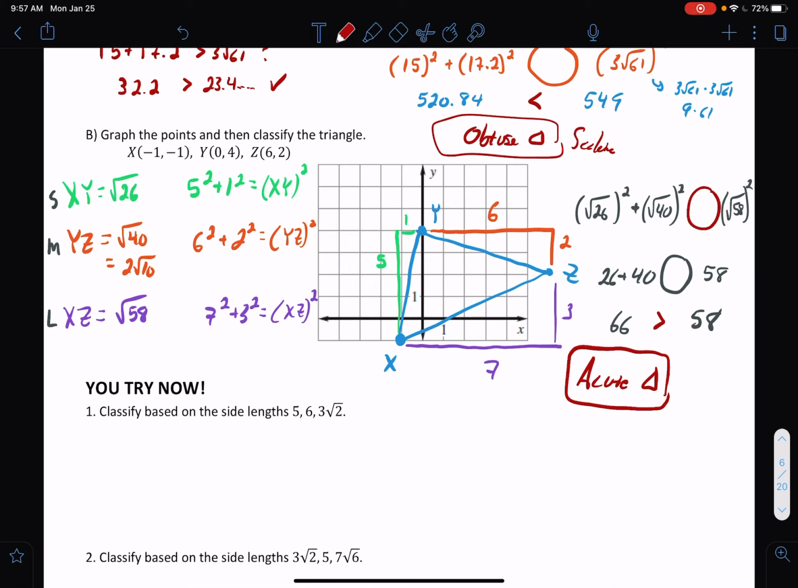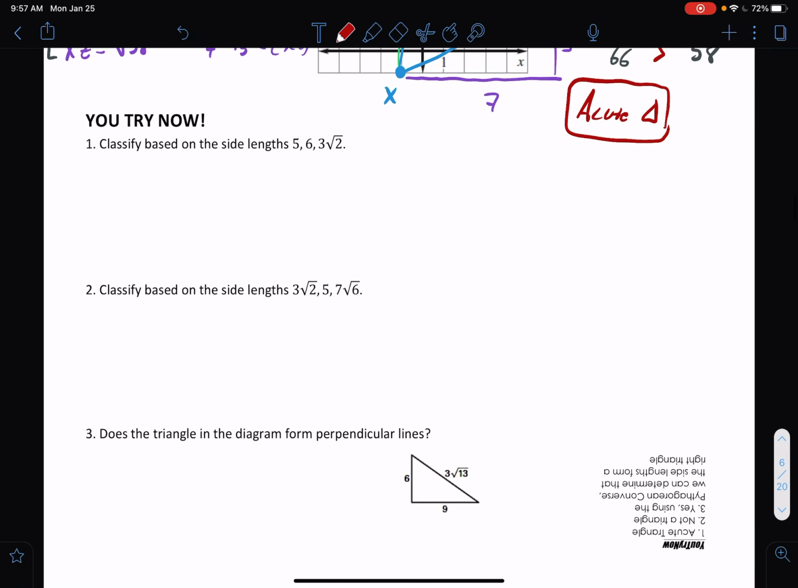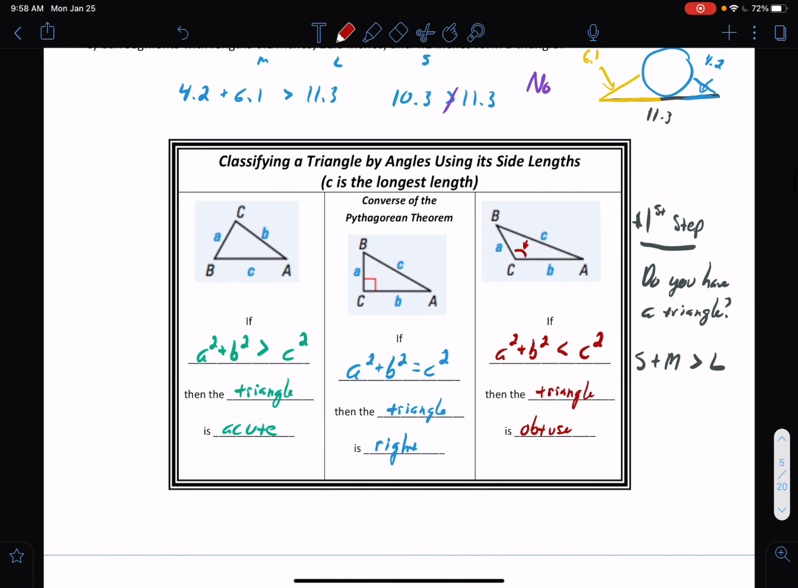All right, so we got a couple examples there for you. I want you to do the You Try Nows. We can go over those in class. So pause the video now, try to work those out. And then just remember, the big thing to know from this section is that you need to check: do you have a triangle? Is small plus medium greater than your large side? Do you even have a triangle?